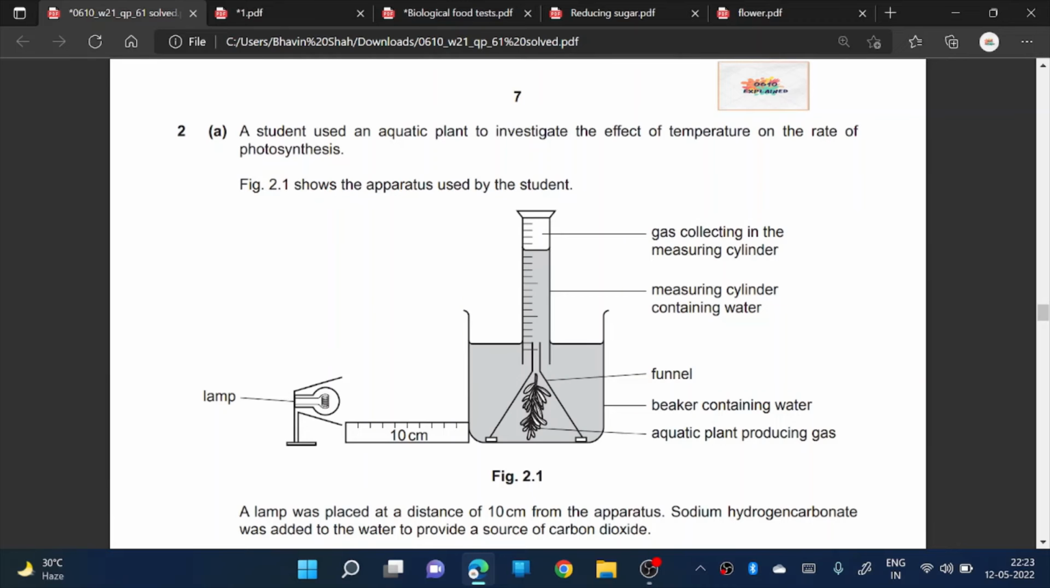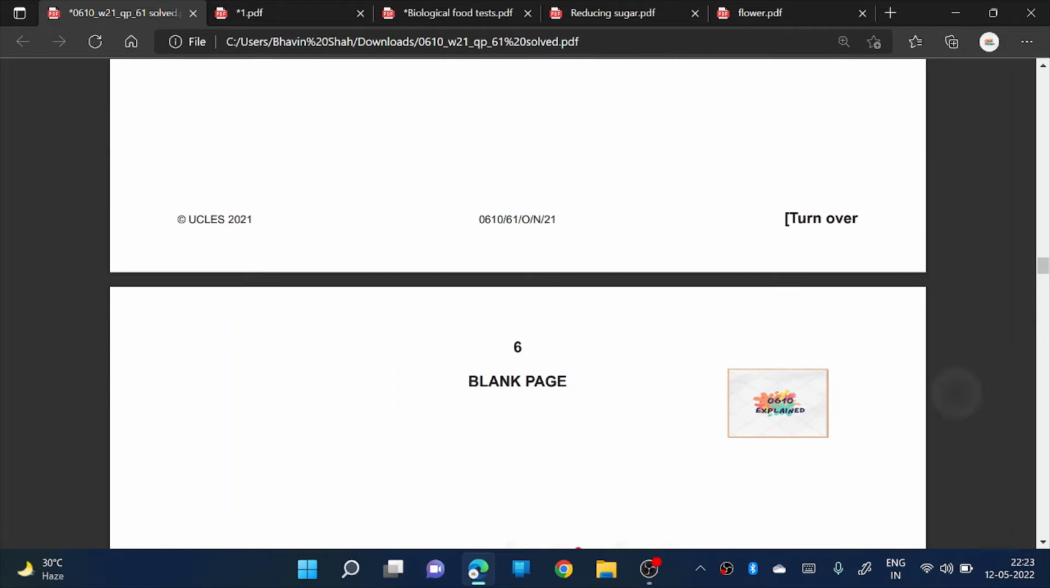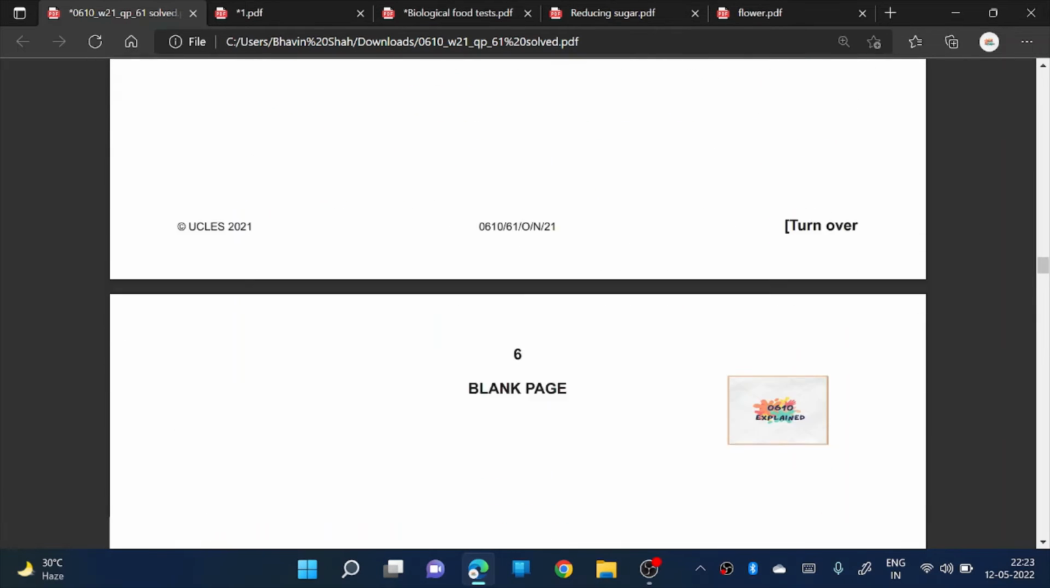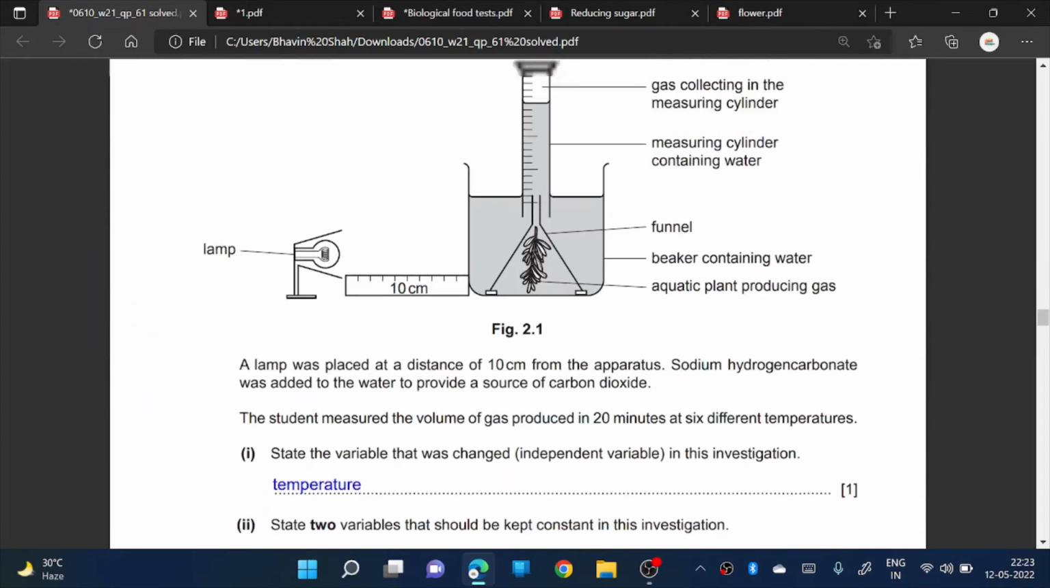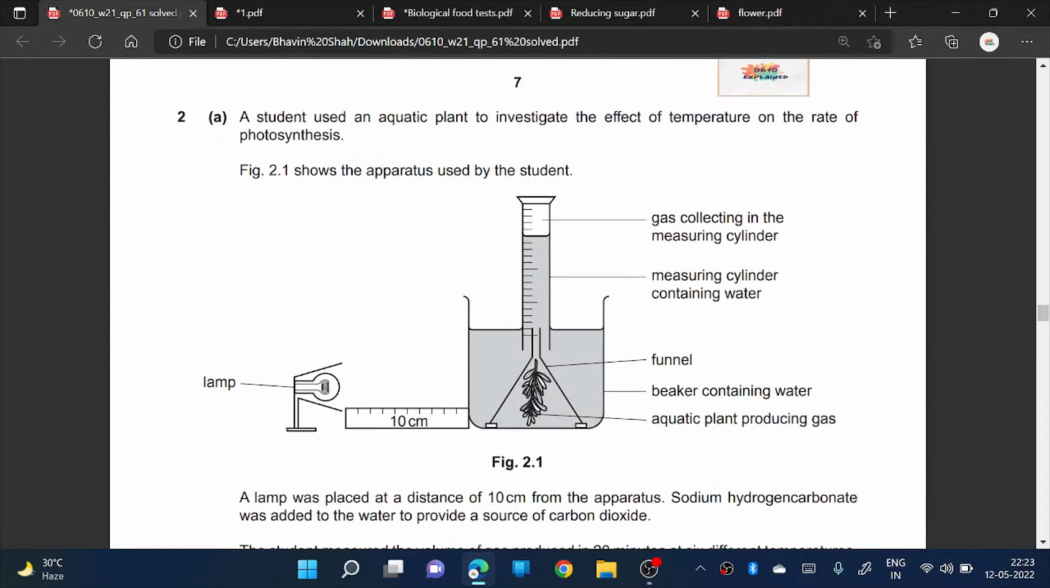This is a new question. The earlier one was for 17 marks. Moving ahead to another 23 marks of the question, because this is a 40 marks paper.